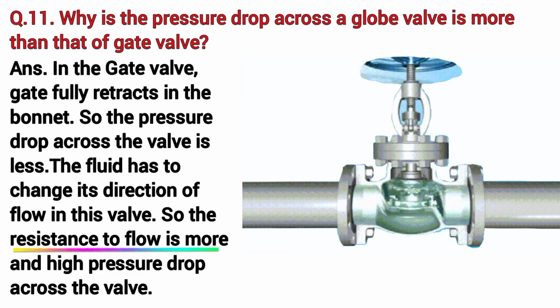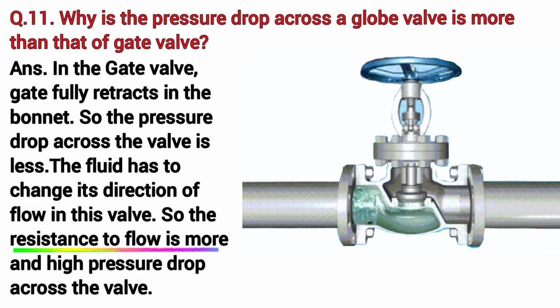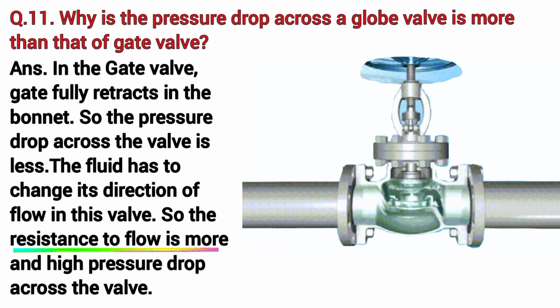The fluid has to change its direction of flow in this valve, so the resistance to flow is more and there is a high pressure drop across the valve.